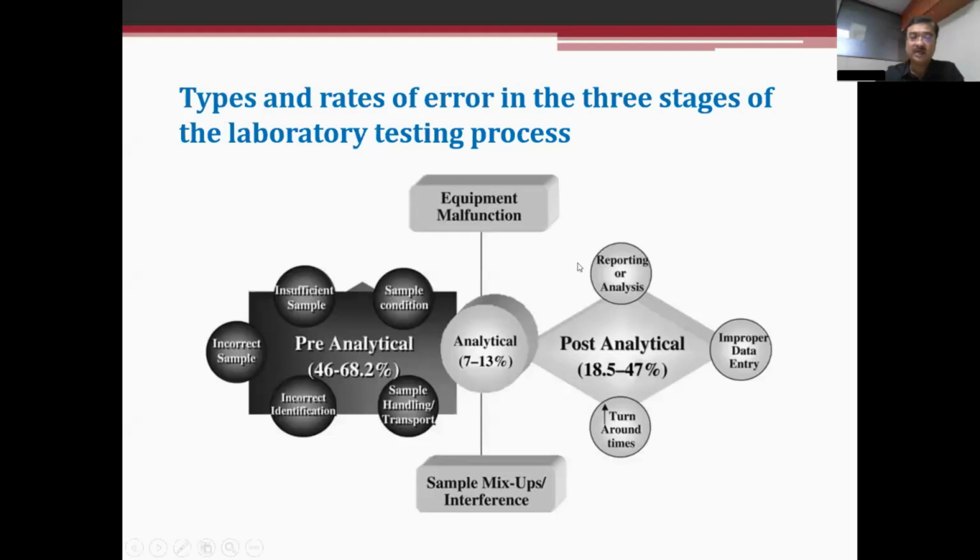So what kind of errors are those? Number one, pre-analytical errors mostly come from sampling. First of all, incorrect sample, meaning the correct sample was not taken. Insufficient sample, meaning sometimes the sample volume is insufficient to work on. Sample condition, sometimes it is very bad, compromised during transport or something. Incorrect identification of the patient also accounts for a majority part of the error. And sample handling and transport.